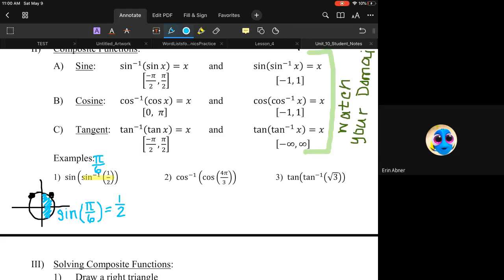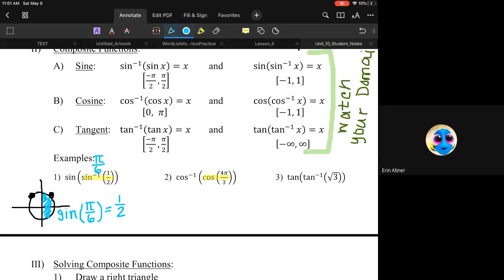So here we're going to start from the inside out. So I'm going to start in here first. So I want cosine of 4 pi/3. So if I'm looking for cosine, since it's giving me the radians, that means it wants the measurement on the outside of the unit circle.